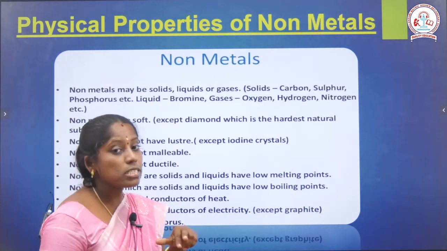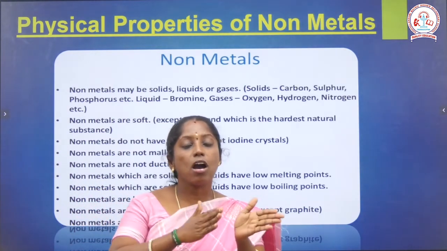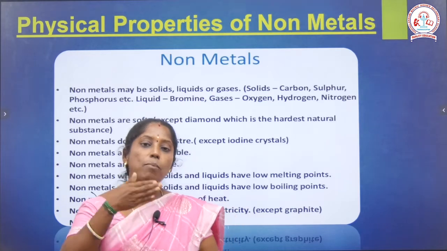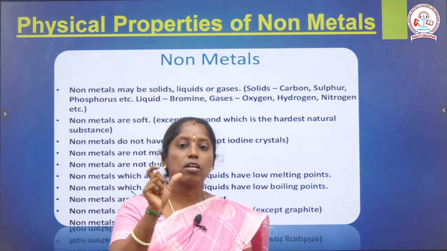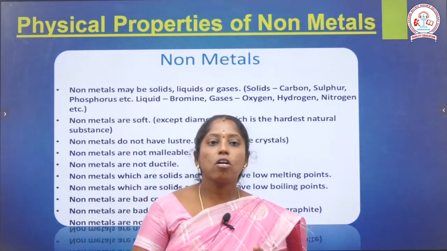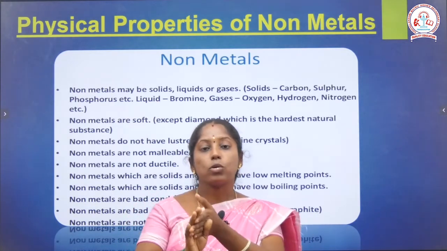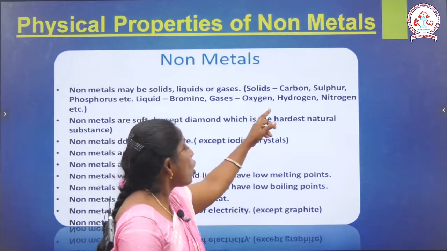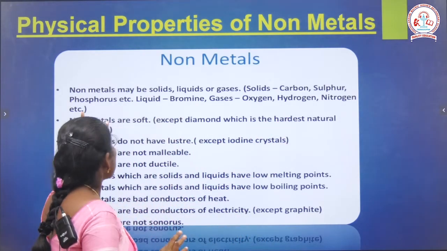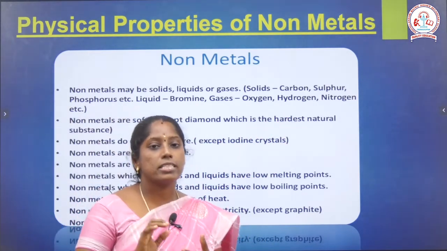Then next one is what? I told that non-metals are opposite to the metals. Metal's opposite is non-metals. Non-metals may be solid, liquid, gas. They exist in 3 states. Among solids, we have carbon, sulfur. Then phosphorus is also present in solid state.